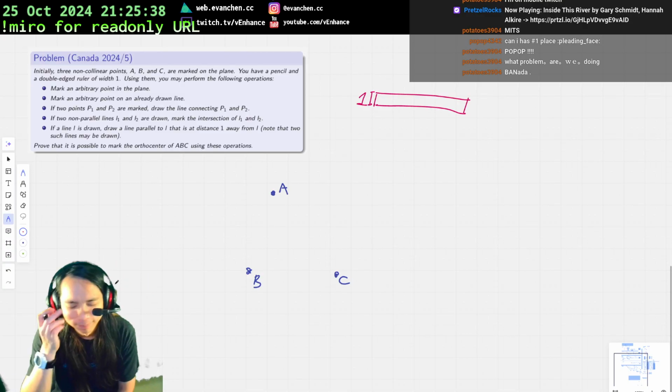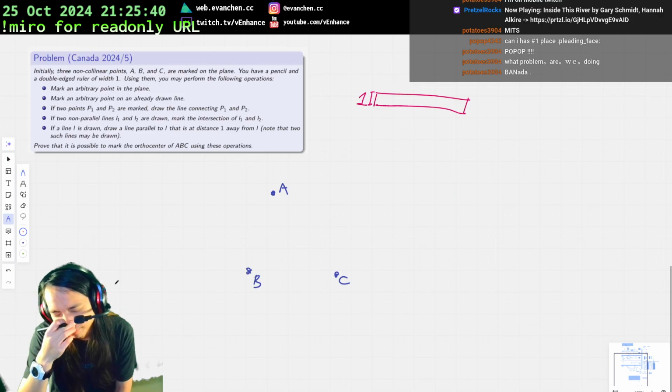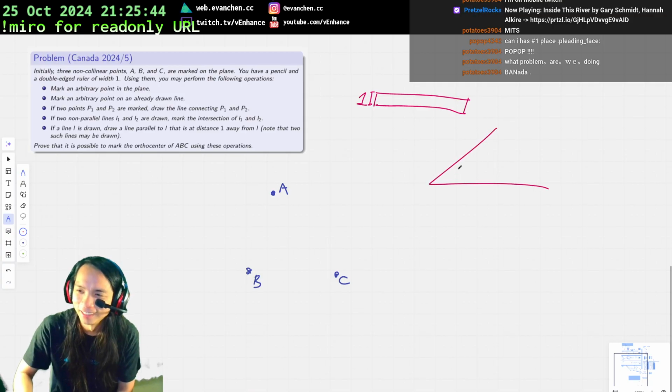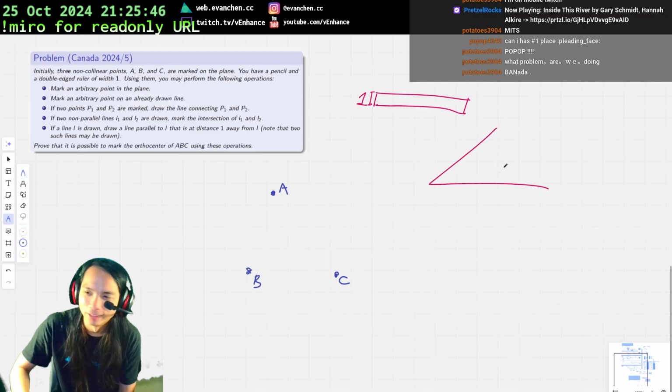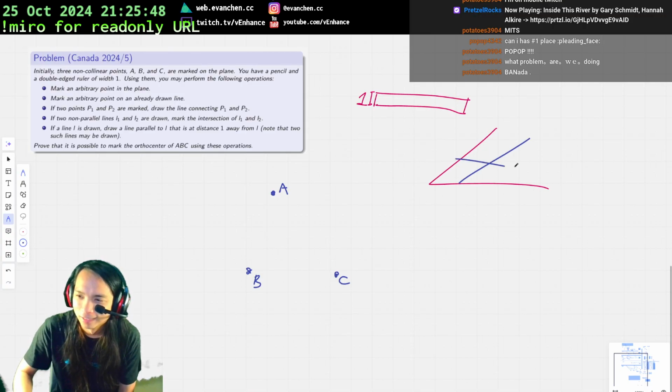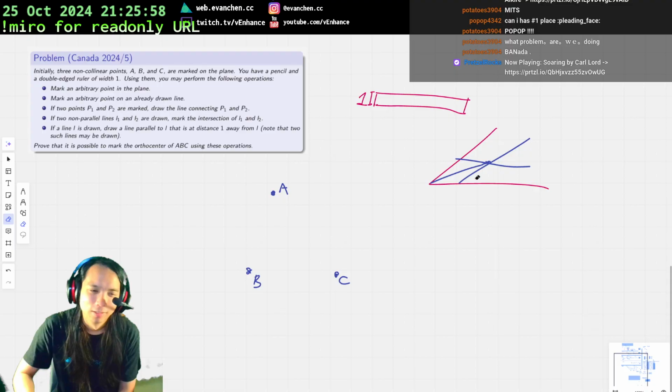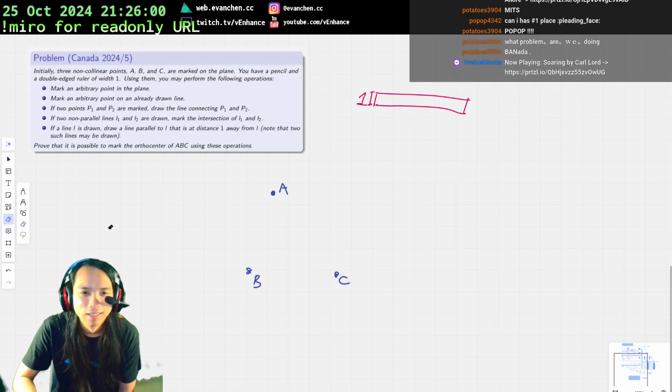So, okay, I see how to build the in-center already, because you can... shoot. Actually, that's not an in-center. That's a... Anyways, okay, this doesn't matter. What the heck do I do?